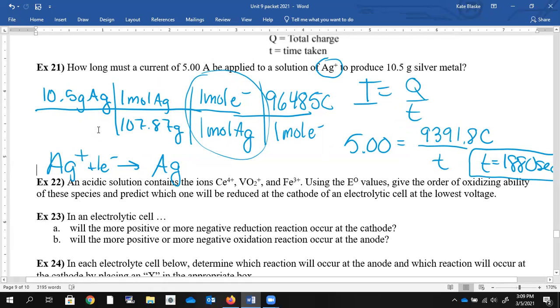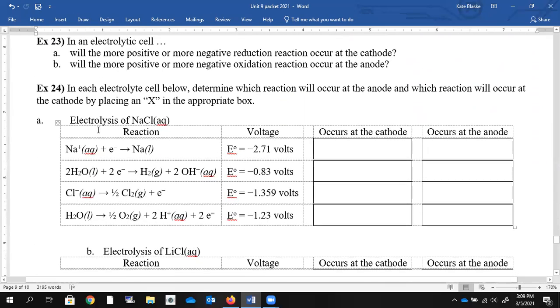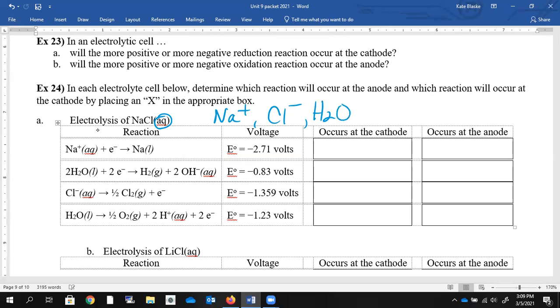The other thing we have to consider when we are doing electrolysis, which is different from those galvanic cells, is that we are not going to be flipping around our oxidations and our reductions. If I have, for example, in question 24, the electrolysis of sodium chloride, notice that this says sodium chloride aqueous. So in that beaker, I have sodium ions, I have chloride ions, and I've got water. Those are my 3 possibilities for my reactants.